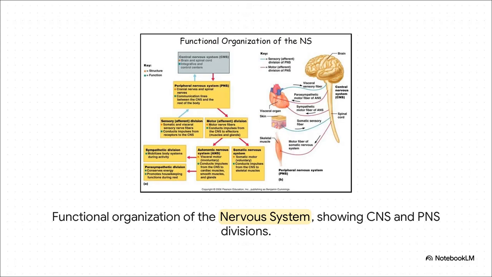This flowchart really puts it all together beautifully. At the very top, you see the whole system is split into 2 main parts: the central nervous system, the CNS, and the peripheral nervous system, the PNS. Now follow the arrows from the PNS. It splits into two pathways. You've got the sensory or afferent division, which sends all the info to the CNS, and you have the motor or efferent division, which carries all the commands from the CNS. And that motor division splits again. You have the somatic system, which controls your voluntary movements, like kicking a ball, and the autonomic system, which handles all the involuntary stuff, like your heartbeat and digestion.